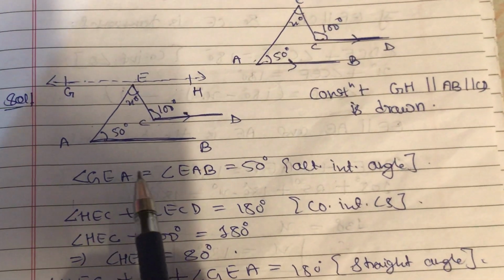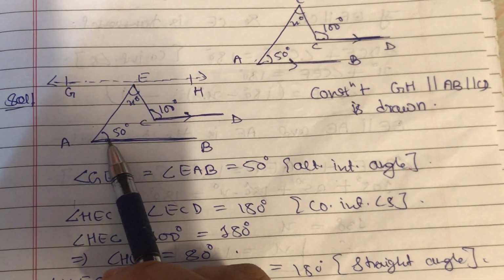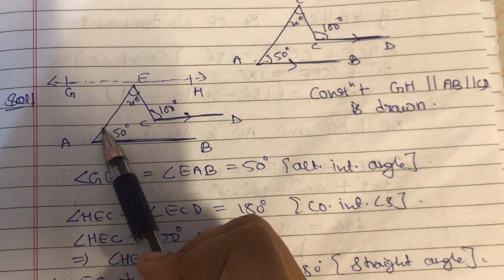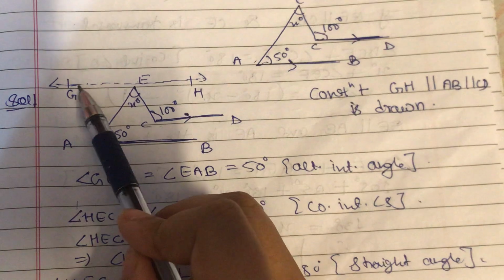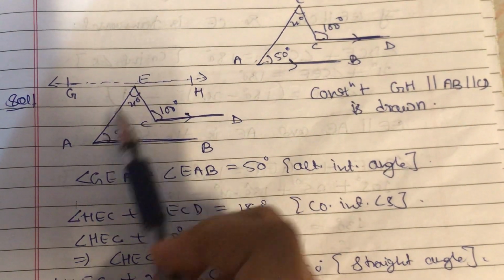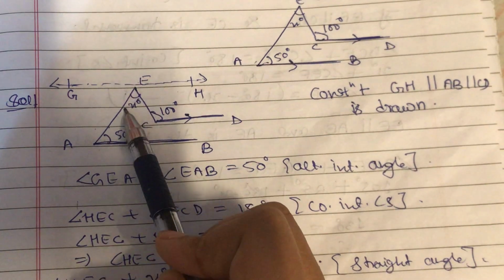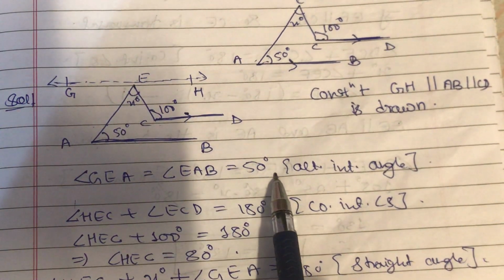Now I can say that this is 50 degree, right? Then I can say that this 50 degree is going to be equal to this angle GEA. Why? Alternate interior angle, because if the two lines are parallel and this is a transversal, then this is going to be equal to this. So this is also 50 degree.